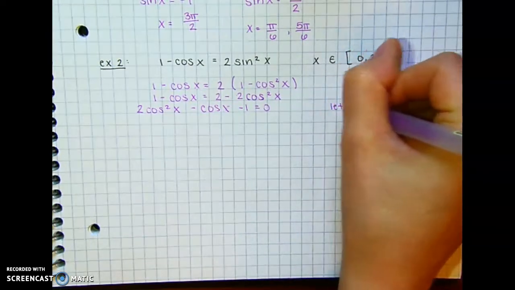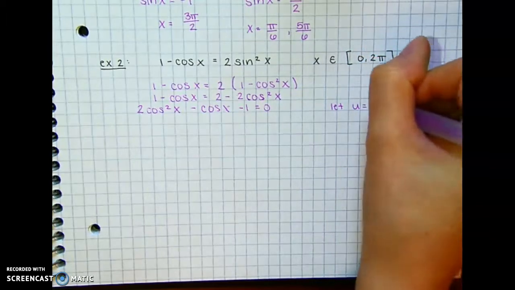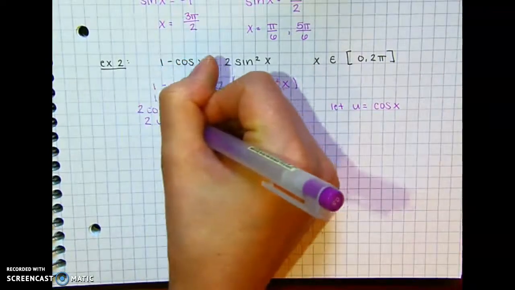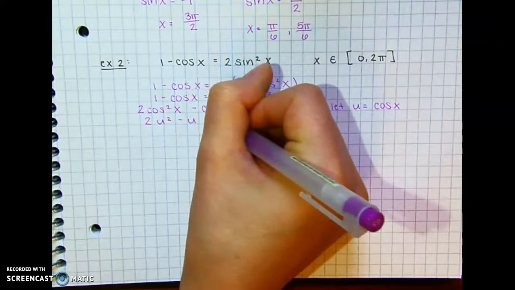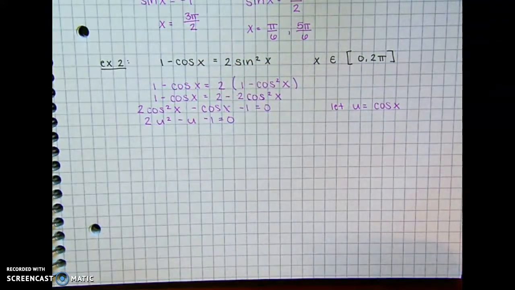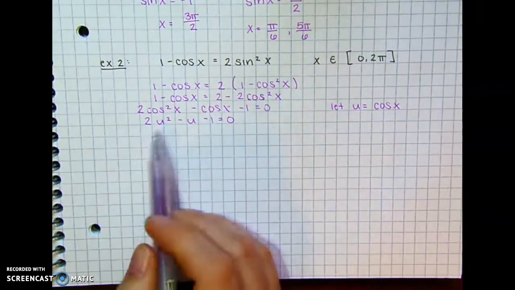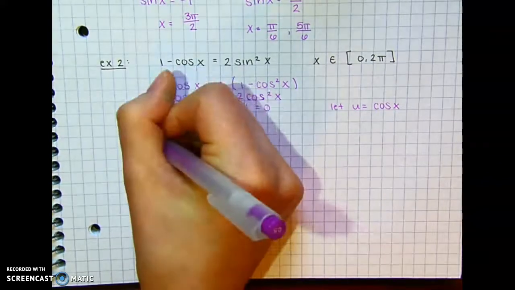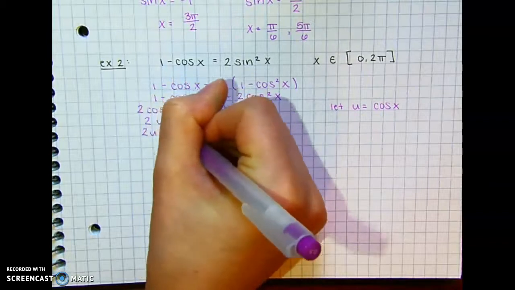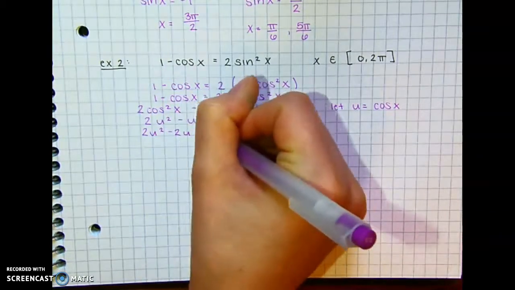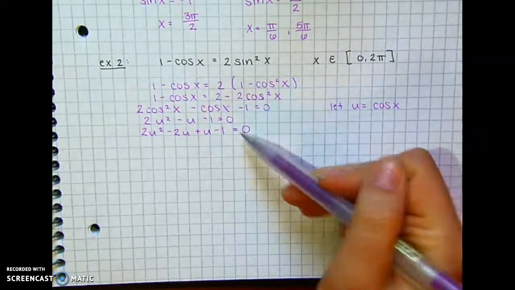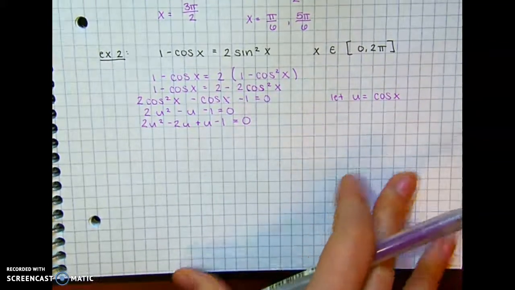You should be defining u somewhere, so I'm going to let u equal cosine of x, and I'm going to rewrite this as 2u squared minus u minus 1. And then I'm going to factor by grouping. So what multiplies to negative 2 and adds to negative 1? That's going to be negative 2 and positive 1 this time. So 2u squared minus 2u plus u minus 1 equals 0. Make sure we have the equals sign. We've got an equation the whole time.